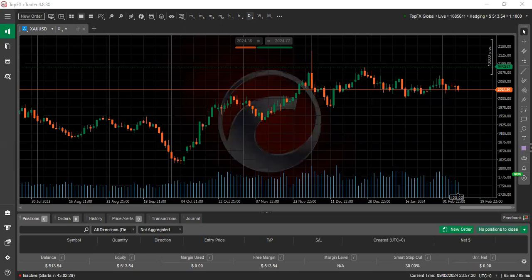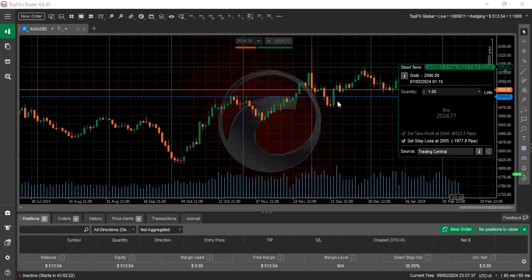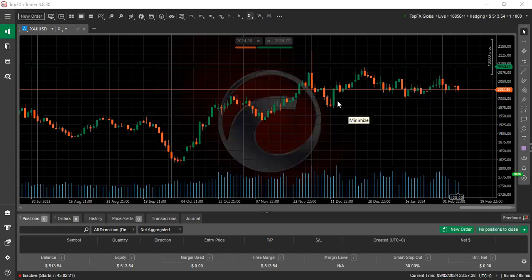So how do you get here? Let's assume I'm a newbie. This is the top FX cTrader. I just launched it, and then we have these features where you check on the left side below the hamburger button or the menu.